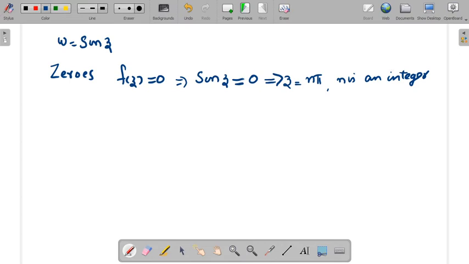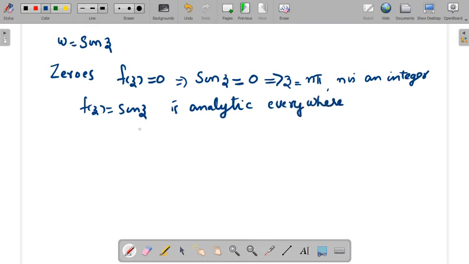Now critical points, and we know the sin z is an analytic function that we have proved. f of z is equal to sin z is analytic everywhere. So all points are regular points, no singular points. Singular points are the points that are not analytic. So for this function there are no singular points.